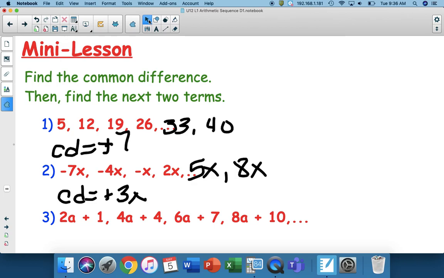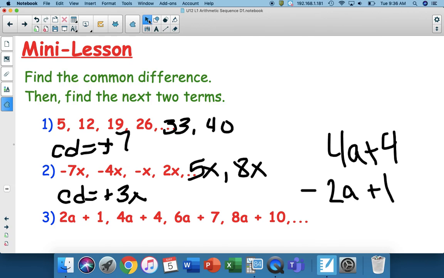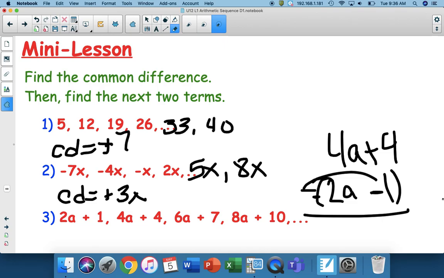All right, next one. We're going to do 4a plus 4 minus 2a plus 1. All right, so remember to always distribute that negative, so it's a negative 2a, and now that's going to become a negative 1. So 4 minus 1 is 3. 4a minus 2a is 2a.